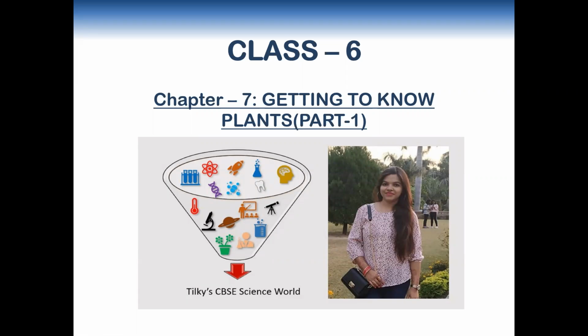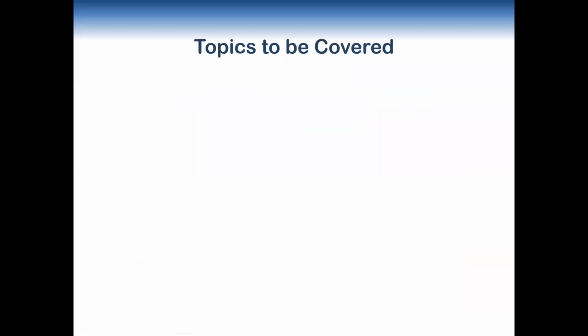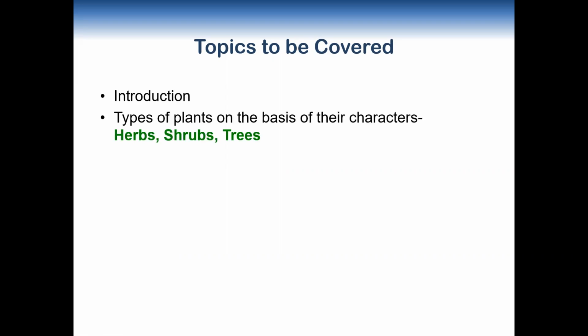Today we are going to discuss chapter 7 of class 6 science, that is getting to know plants. In this chapter we will be covering the following topics: introduction, types of plants on the basis of their characters, that is herbs, shrubs and trees; plant parts like stem, leaves, root, flower.